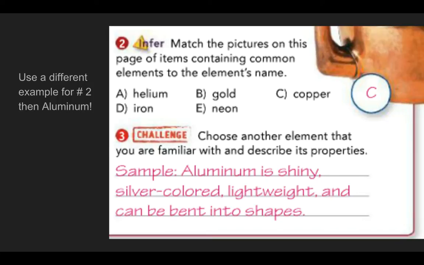Next, number 2, infer. Match the picture on this page of items that contain common elements to the element's name. I want you to use different examples for number 2 than aluminum. The example I'm giving you is aluminum is shiny, silver colored, lightweight, and can be bent into shapes. I want you to try to use a different one from up here.